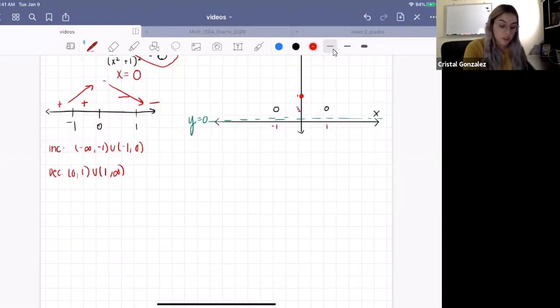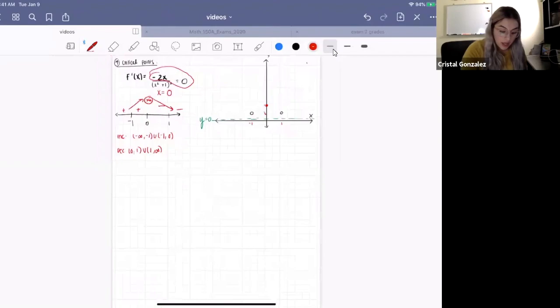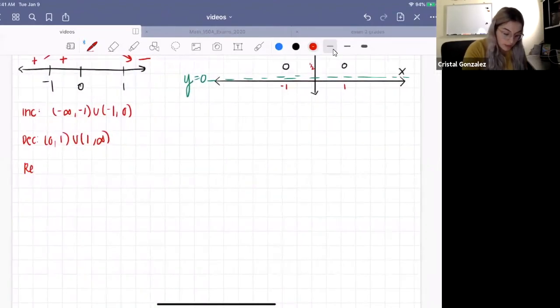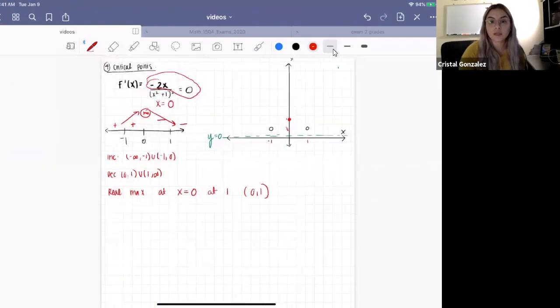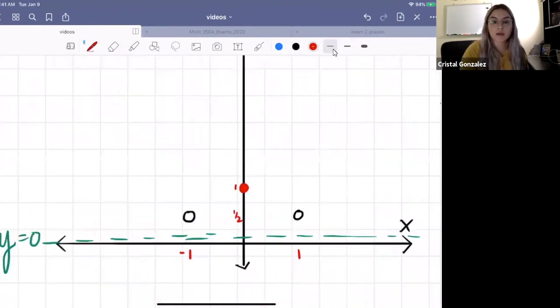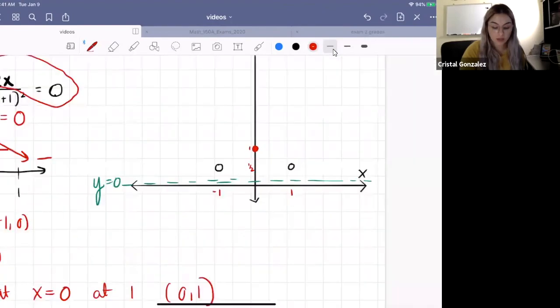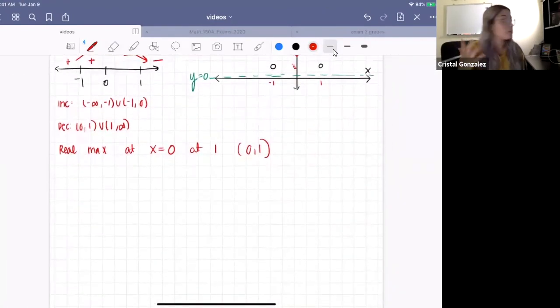And now from here, we can go ahead and find our critical points. And so from the picture here, we can tell we're going to have a maximum at x equals 0. And we have a real max at x equals 0. And that happens at +1. So our maximum is at (0, 1), which is what we expected by the shape of this graph here. Okay, and we already have that plotted, so we don't have to plot it again.